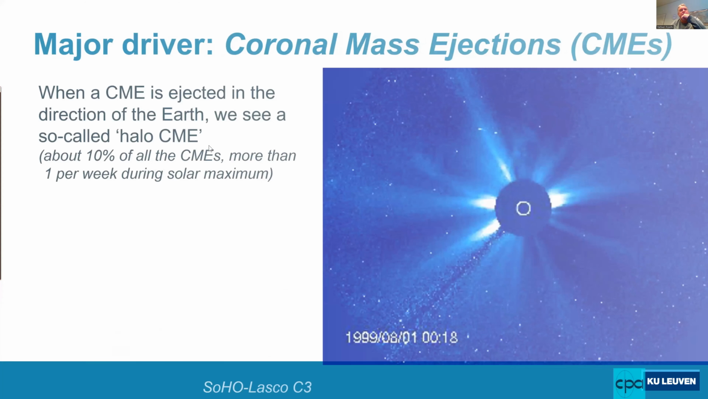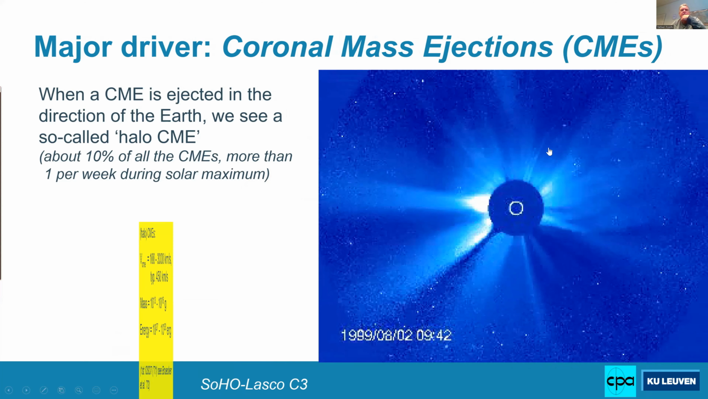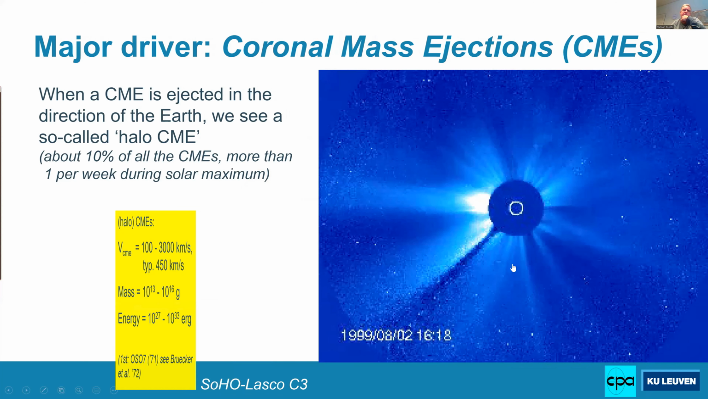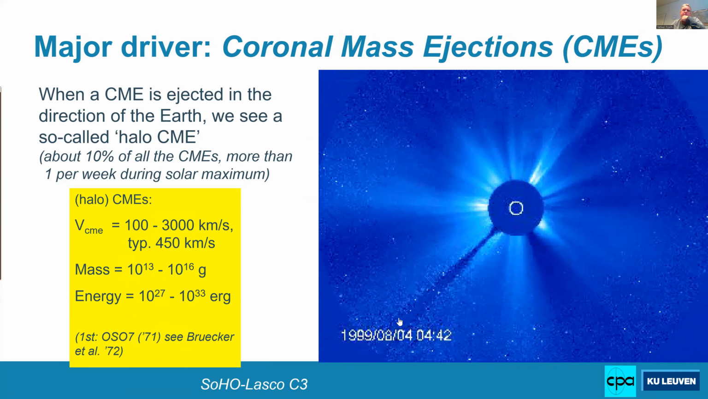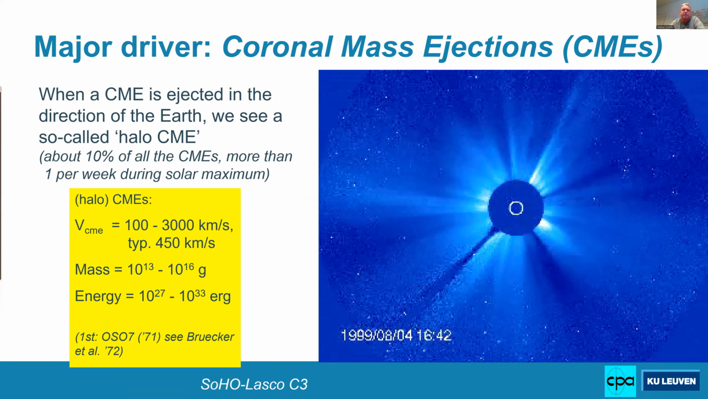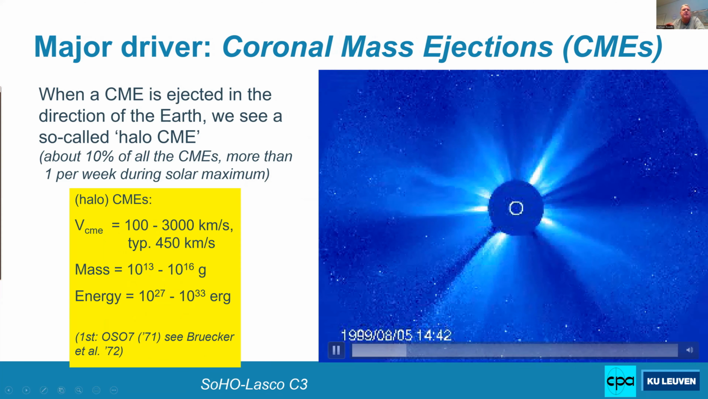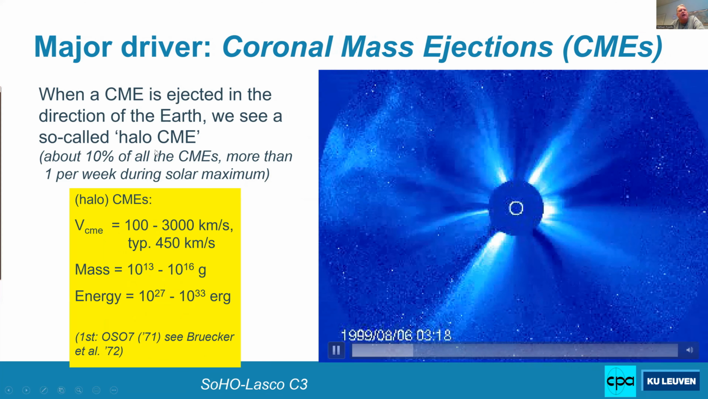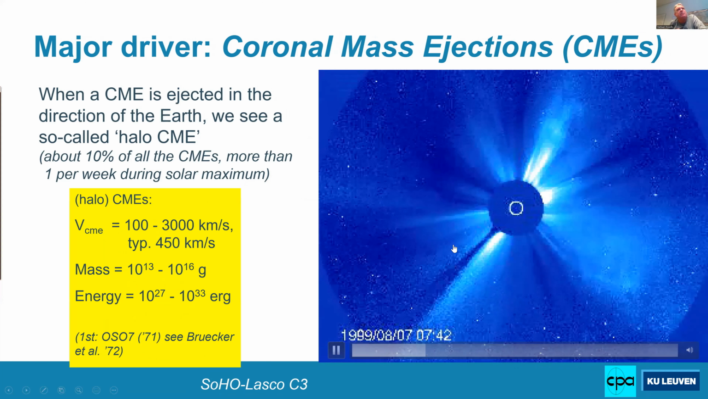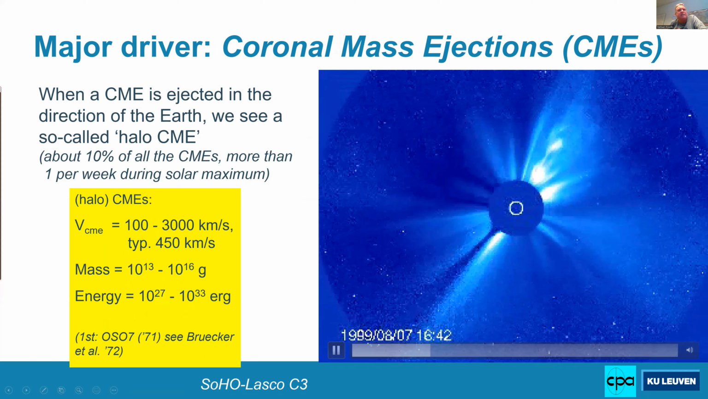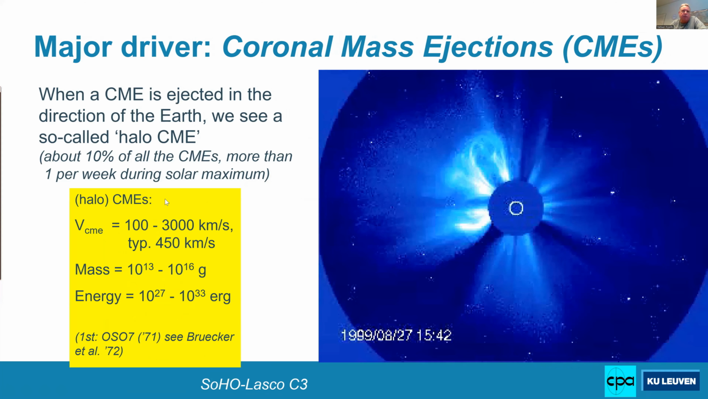The major drivers of the space weather are coronal mass ejections. They are not the only ones, but the major ones. Here you see a speeded up movie of August 1999, which was during solar maximum. And so there you can see that there are a lot of CMEs occurring, several per week. The dangerous ones are the halo CMEs that you see all around the sun because they are coming in our direction. About 10% of all the CMEs have some influence at Earth. Yeah, so somehow. As I mentioned, there can be up to 3,000 kilometers per second.